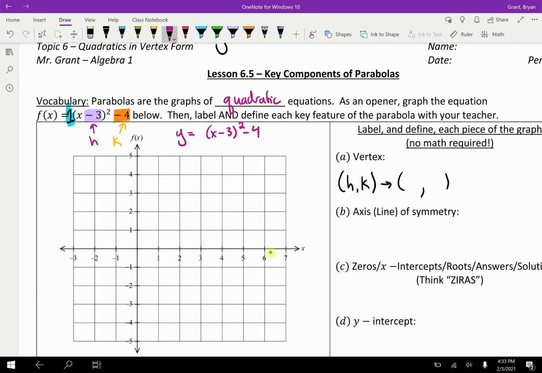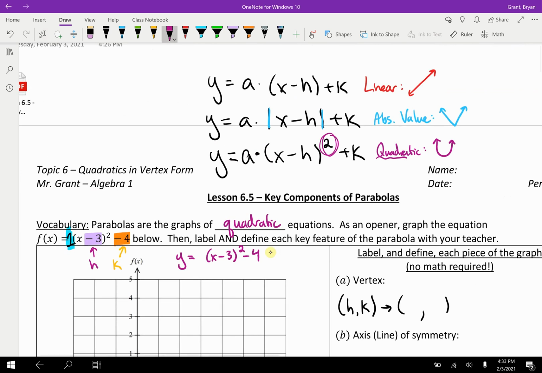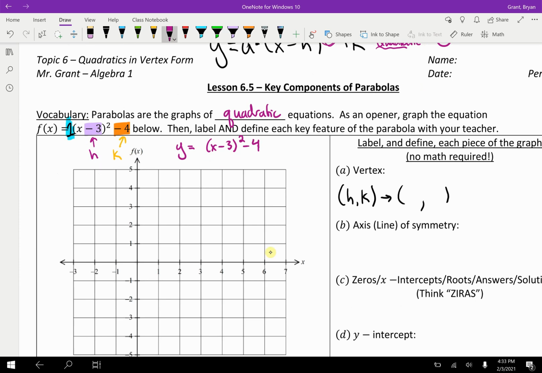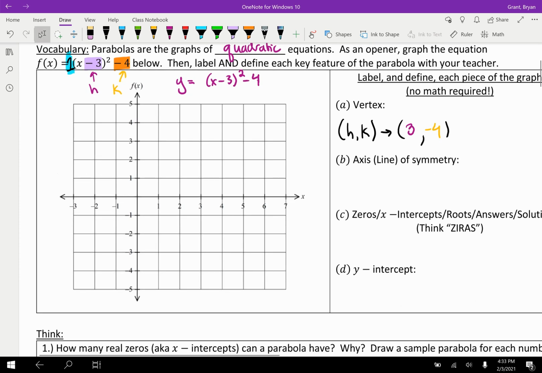Except the weird thing with HK form is no matter what type of equation, linear, absolute value, or quadratic, we always do the opposite of what H looks like. So H looks like -3, that means it's +3. And then K is easy, K is just whatever's at the end, including the sign, so it looks like -4, it is -4. That's enough to help us graph the vertex, right 3 and then down 4, right? We're just graphing this point on our coordinate plane. And that's awesome. We have 1 point.